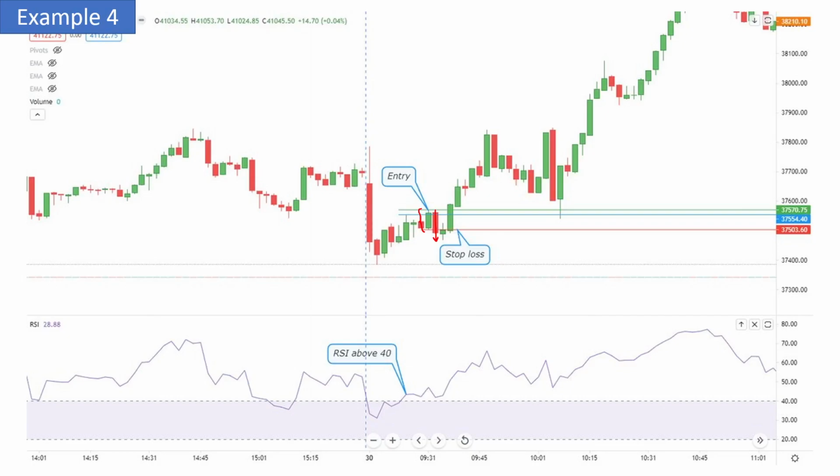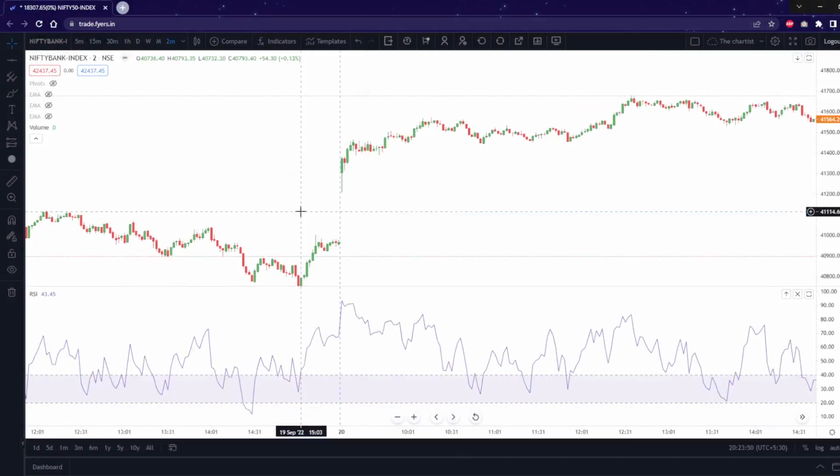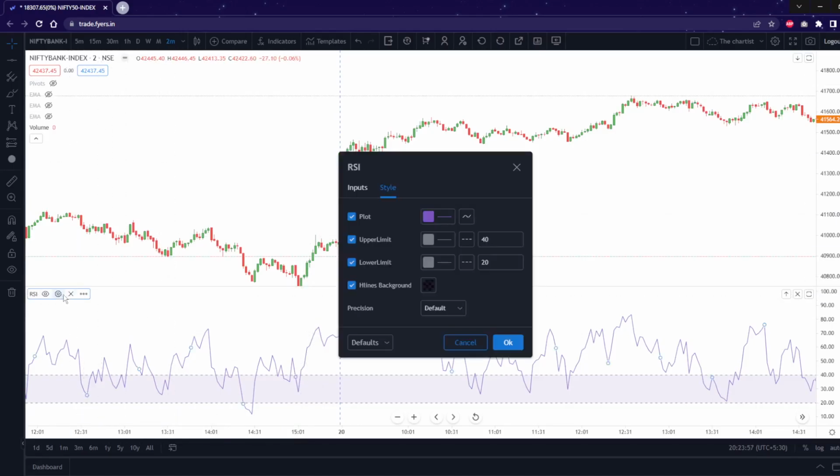Now, to understand the system in a much better way, I'll be taking you to the actual chart. So let's get on to the actual chart. Here, guys, we have an actual chart of Bank Nifty. I have already kept the time frame at 2 minutes, and here is the RSI. Just go to the RSI settings and see to it that the upper limit is at 40 and the lower limit is at 20. I have already kept it at 40 and 20, so I'll just press OK over here.